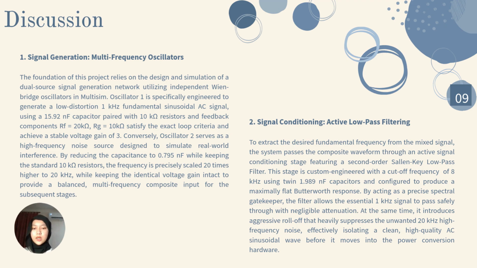composite input. Second, for signal conditioning, we use an active second-order Sallen-Key low-pass filter with a cutoff frequency of 8 kHz. This filter acts as a gatekeeper. It allows our essential 1 kHz signal to pass through safely. At the same time, it heavily suppresses the unwanted 20 kHz high-frequency noise. And ultimately, this isolates a clean, high-quality AC sinusoidal wave before it moves into the power conversion hardware.